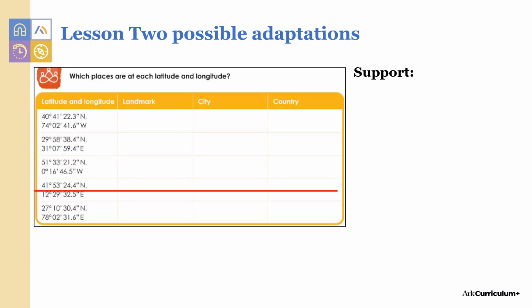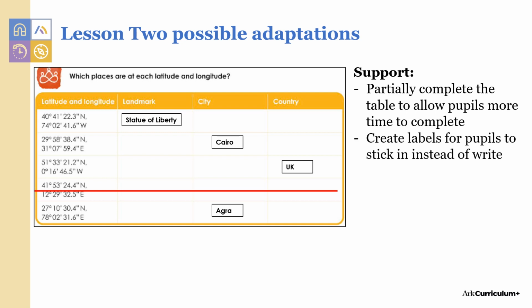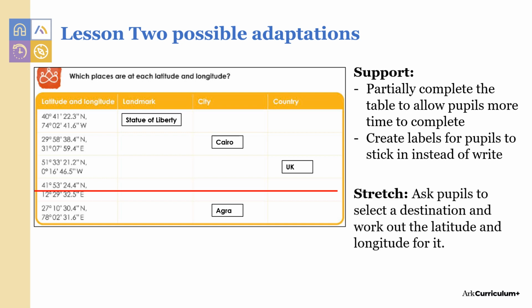In Lesson 2, for this activity, pupils should use an atlas to find out which location the latitude and longitude show. Support pupils by partially completing the table to allow pupils more time to complete. Create labels for pupils to stick in instead of write. And stretch pupils by asking pupils to select a destination and work out the latitude and longitude for it. Please note that I've crossed out the fourth latitude and longitude reading, as this is not on the slides and is incorrect.